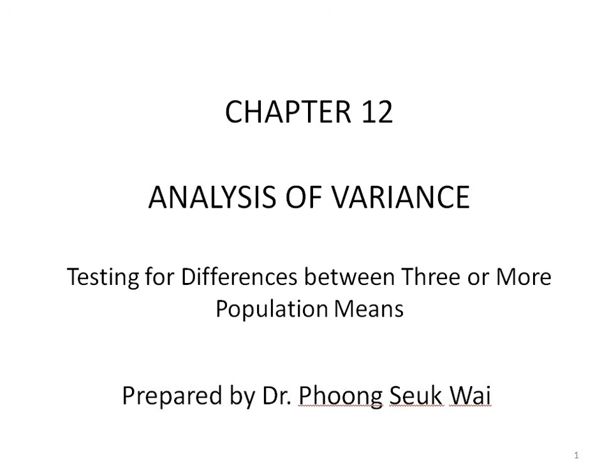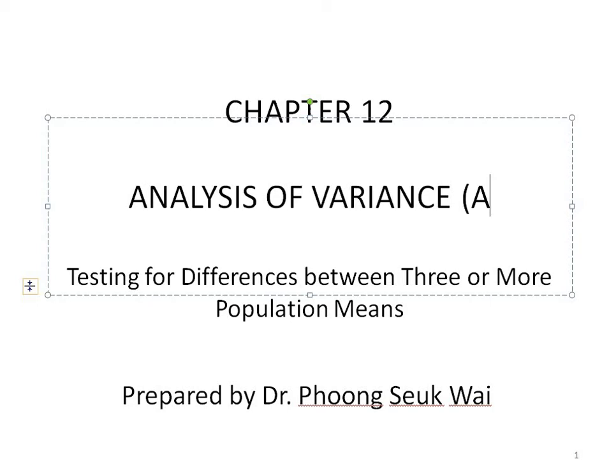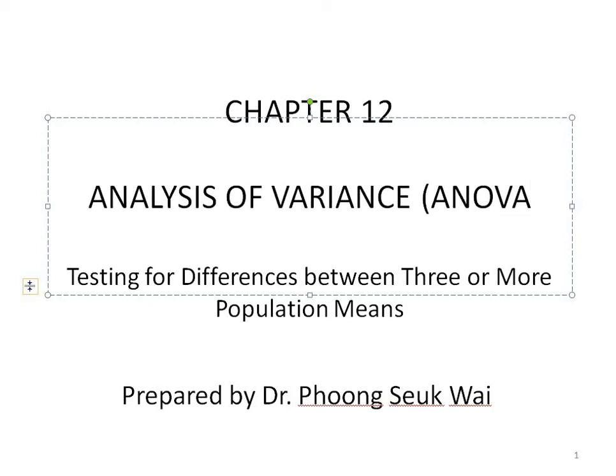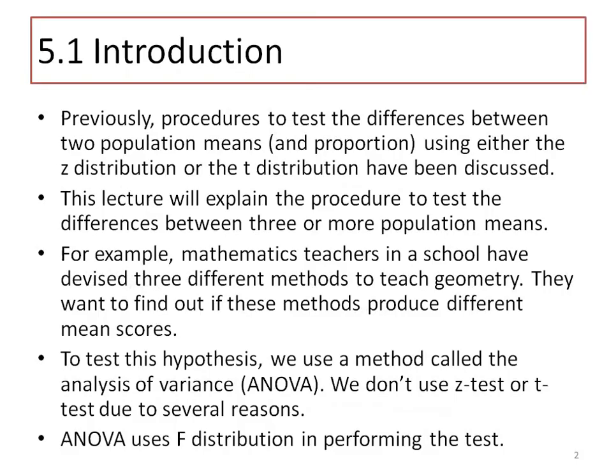Hi, today we'll discuss Chapter 12, Analysis of Variance, or we also call it ANOVA. Previously, the procedures to test the difference between two population means and proportions using either the Z distribution or the T distribution were discussed in Chapter 8 and Chapter 10.